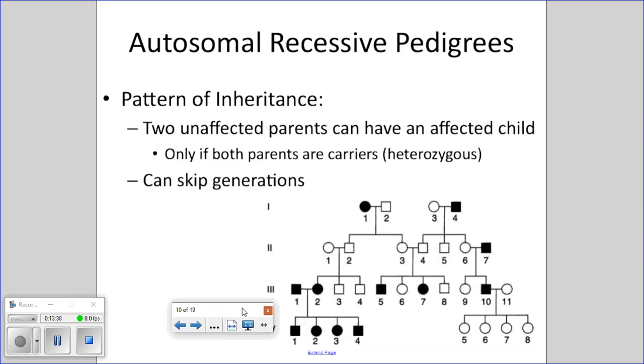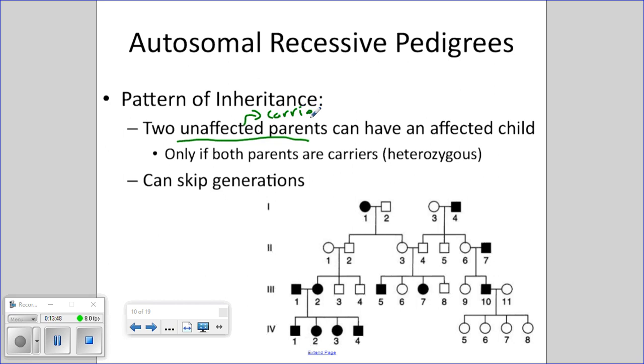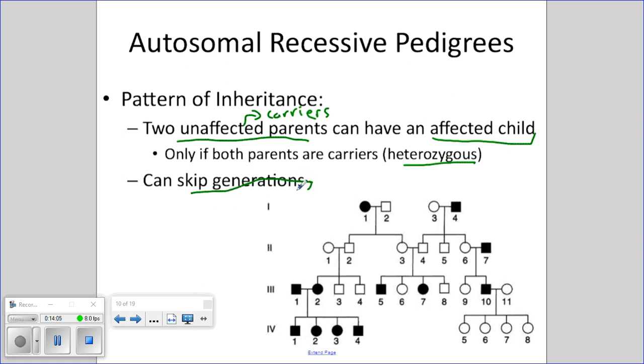Now, in autosomal recessive pedigrees, the pattern of inheritance is that you can have two unaffected parents, and remember when we have unaffected parents and it's autosomal recessive, they are going to be carriers, and these carriers can have affected children. So it only occurs if both parents are carriers, i.e. they're heterozygous, and with autosomal recessive diseases, they can skip generations, so they show up every other generation.